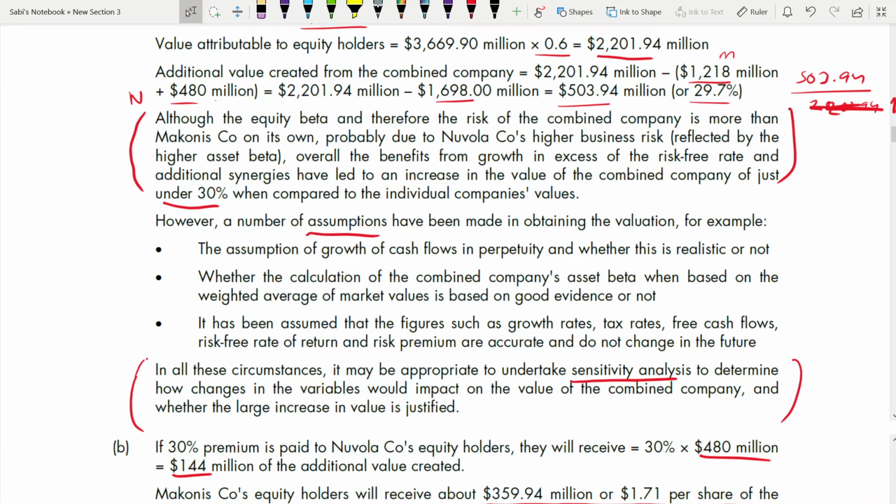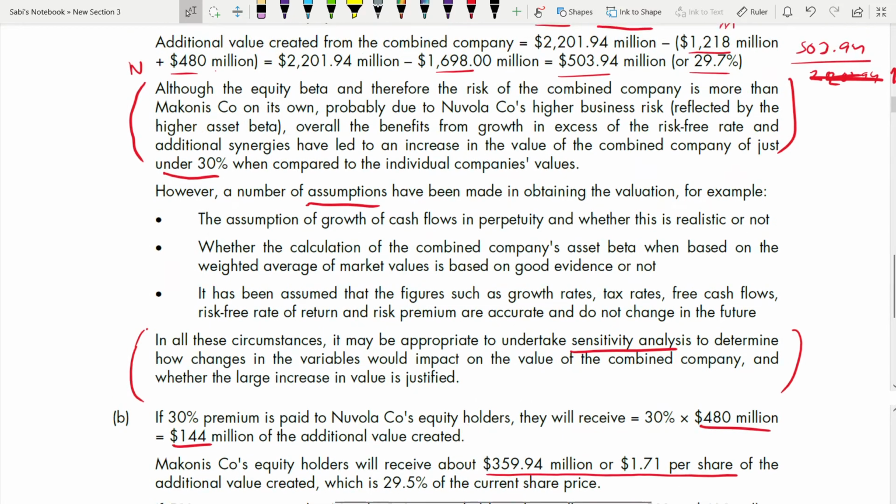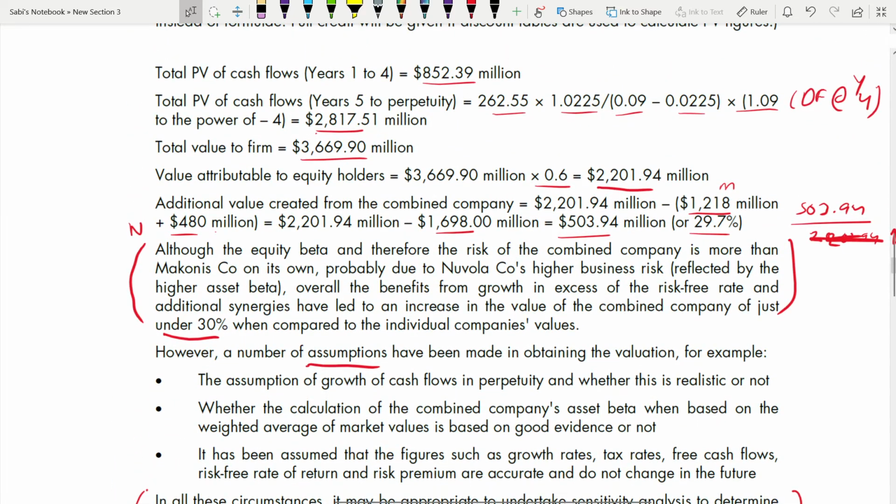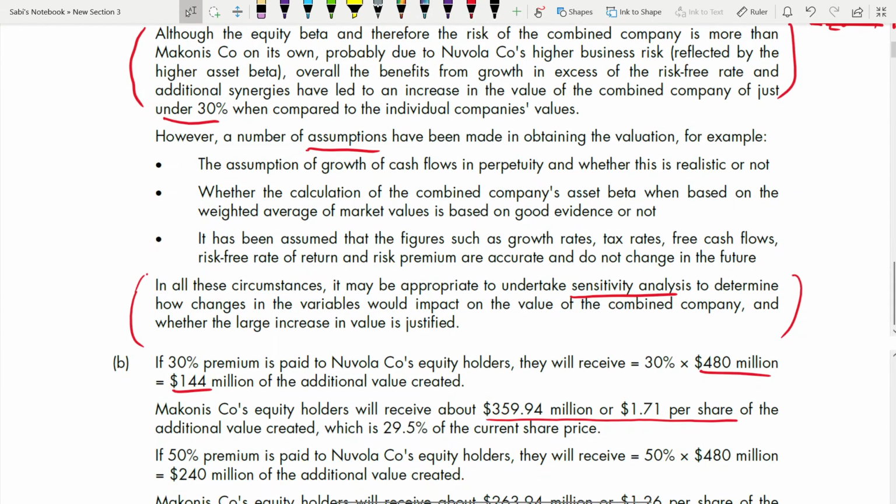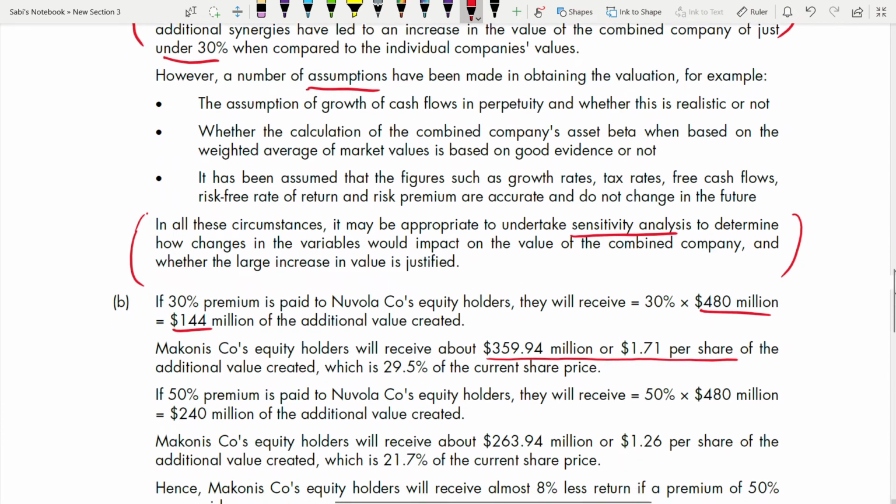Okay, I think I've given you enough time. So this is how we found. This is not direct, I told you. You have to use your part A answer for this. Okay, so what is the value? What is the additional value created from the combined company? It is this. From this, you have to minus 1218 plus 480. Now you have to minus what? 144 also. This premium also you have to minus. So we'll minus it and see.